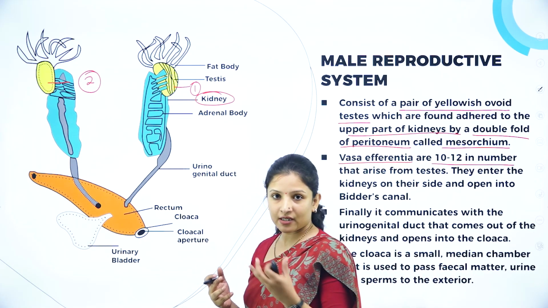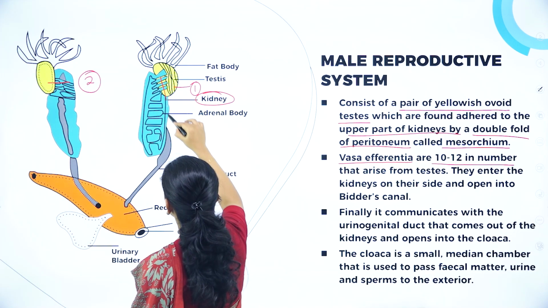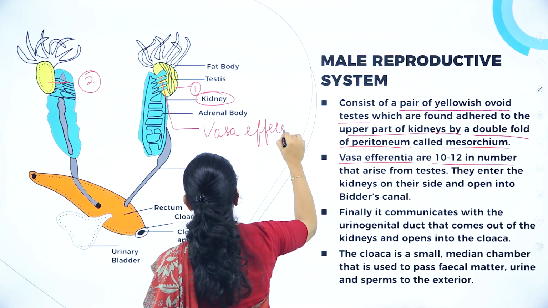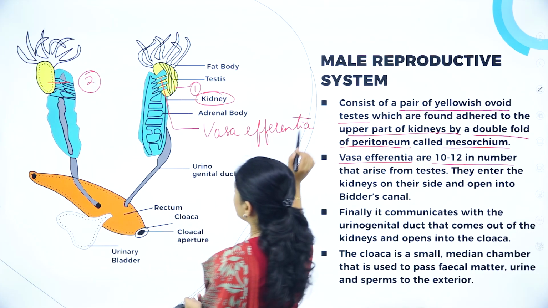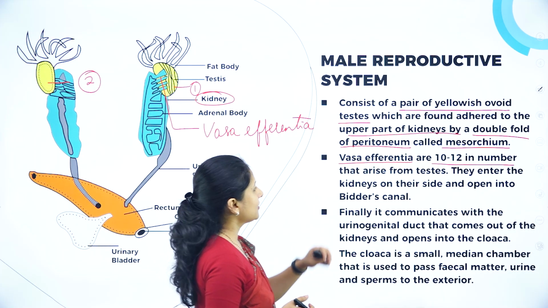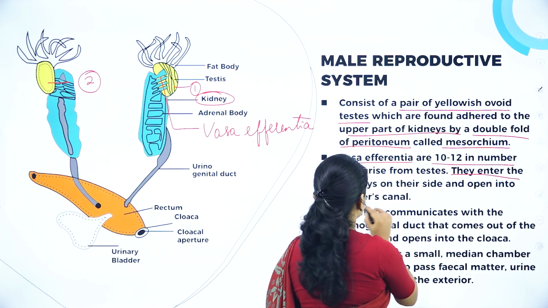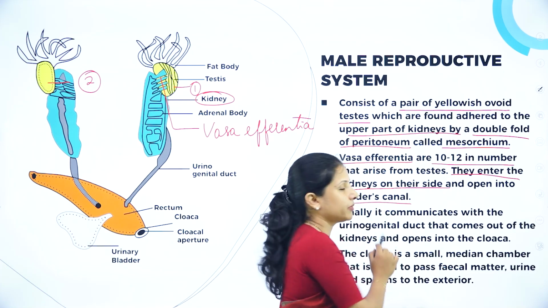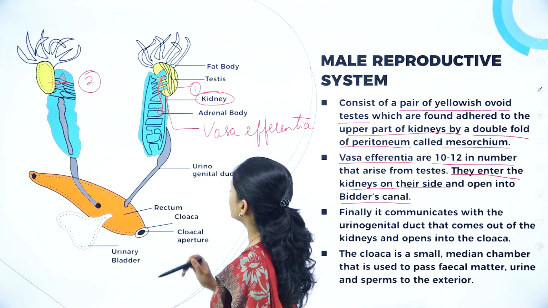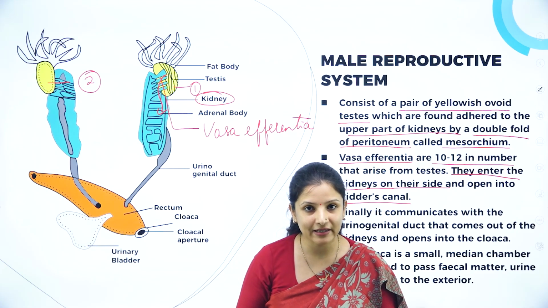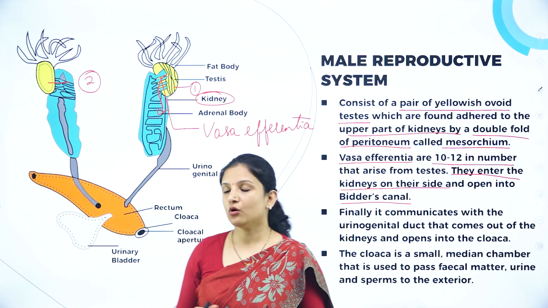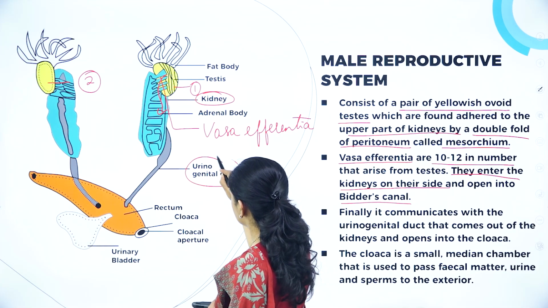So they are finger-like projections which are called vasa efferentia. They are present in 10 to 12 numbers, which arise from the walls of the testis, and they enter the kidney. So they enter into the kidneys on their side and open into the Bidder's canal. So the vasa efferentia enters into the kidney, and from the kidney they open into a canal-like structure called the Bidder's canal, and from the Bidder's canal it will open into the urinogenital duct.